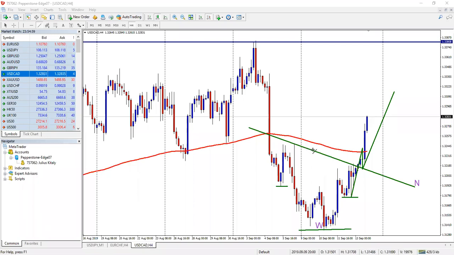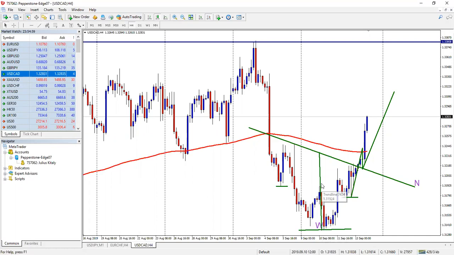Look at this. This was our neckline, and this was our head. Do you see this level? This is the level where the head is, and this is the level where the neckline is. Now, if you want to know how long this market can move, how many pips this market can make, the maximum movement after breakout on the neckline, just take your trend line and draw a straight horizontal line from the neckline to the level where the head started.